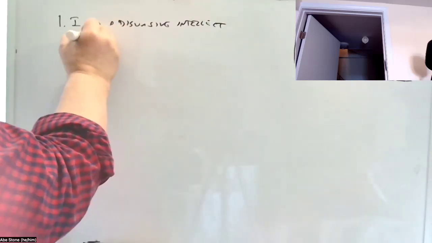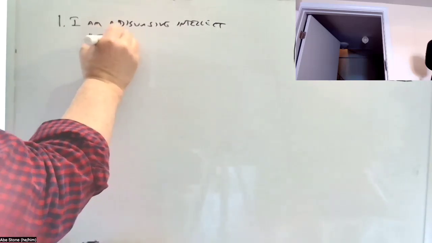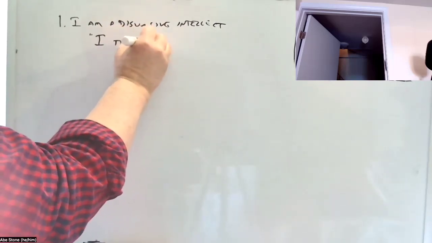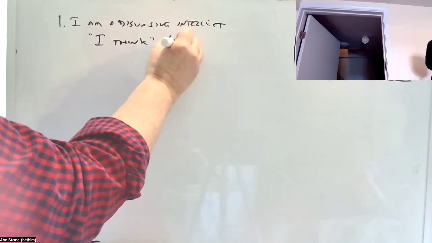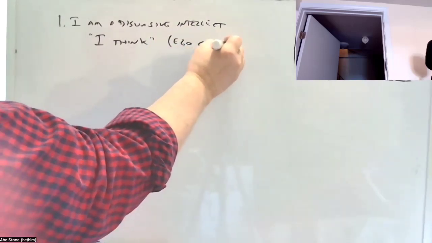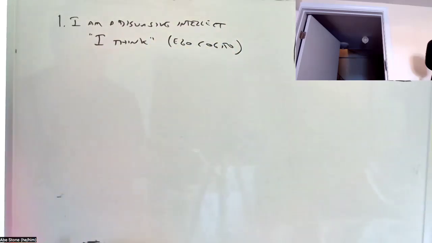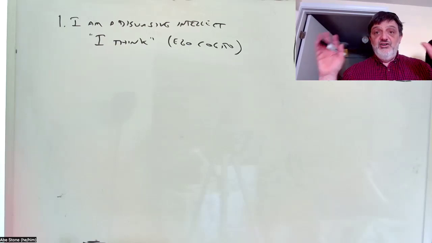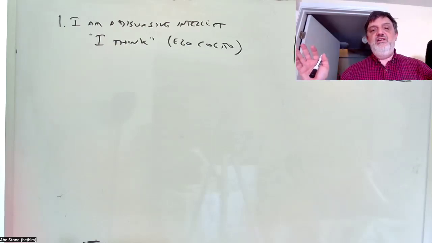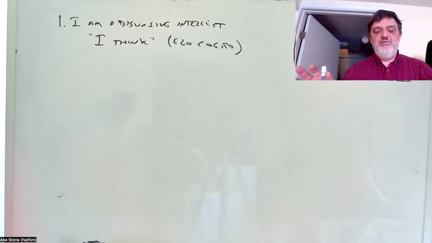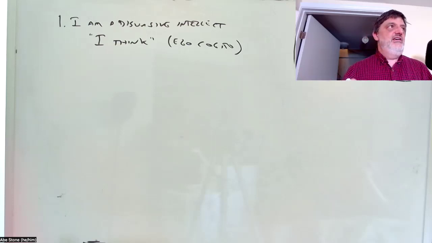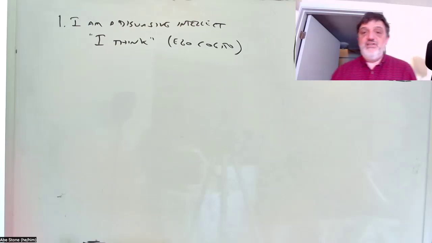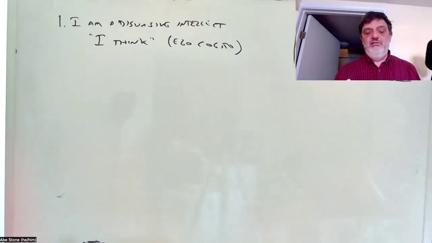Which, another way of putting this is, I think, or ego cogito. Right? So that's the transcendental ego, or the I think that must be possible for it to accompany all my representations and so forth, right? That, I think, is the same as saying I'm a discursive intellect.